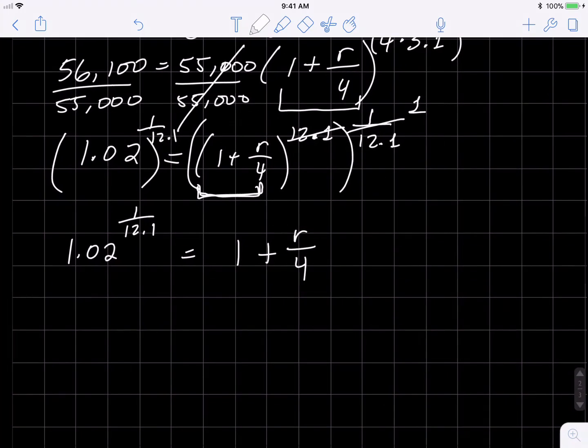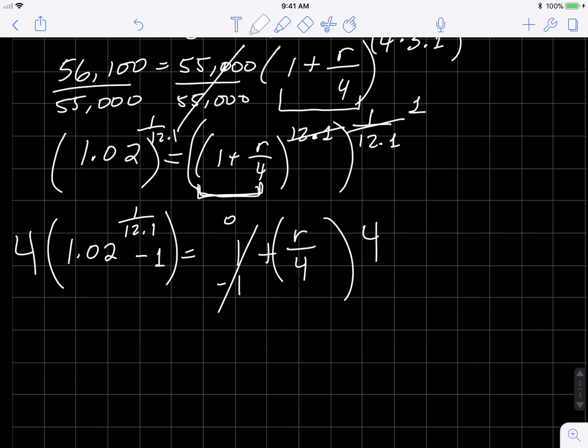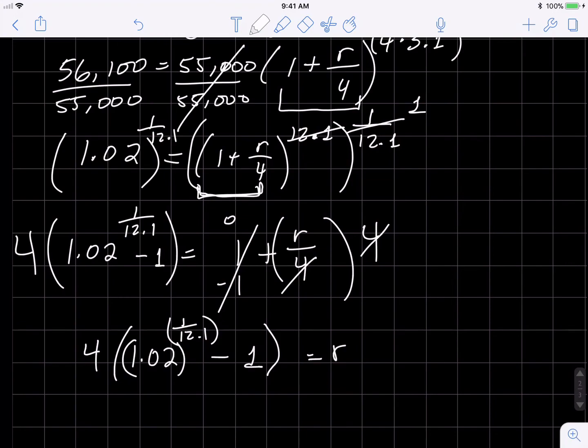Now we're going to use a little bit more algebra to solve. So we're going to subtract 1 on both sides, minus 1, minus 1. And then to get r by itself, we're going to multiply both sides by 4. Okay, and so if we go ahead and multiply carefully in our calculator, we'll have 4 times 1.02 in parentheses to the 1 over 12.1, if you have to put that in parentheses as well, subtracted by 1, that entire expression in parentheses multiplied by the 4.